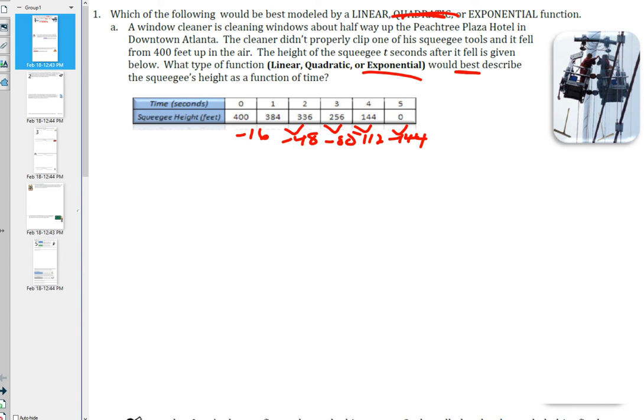The first difference is nowhere near common. So because the differences are increasing every time, it's not just that it's decreasing, but it's decreasing by more and more each time. The only one that it could be is exponential. Does that make any sense? Okay.